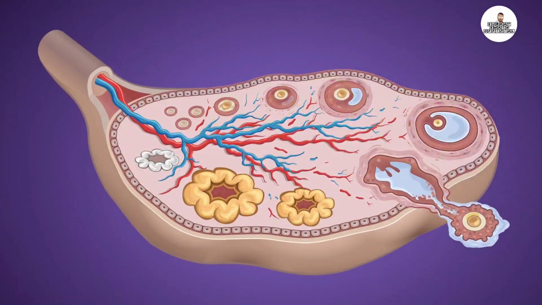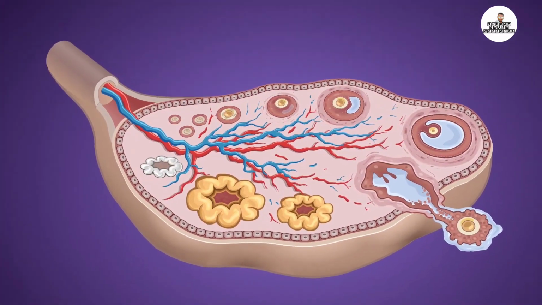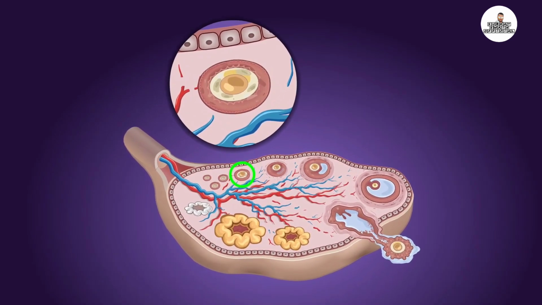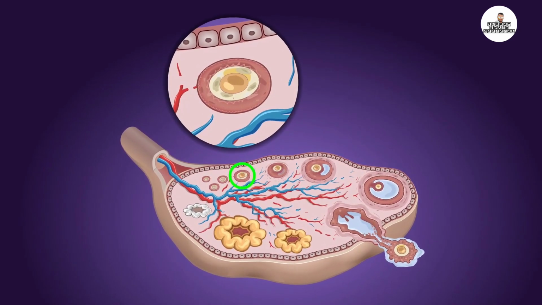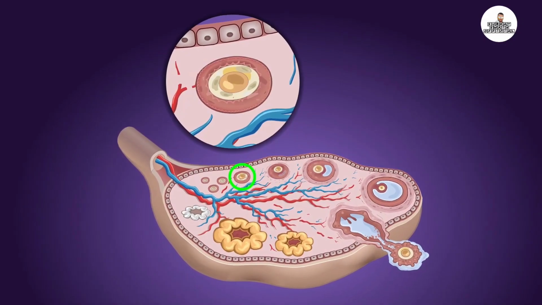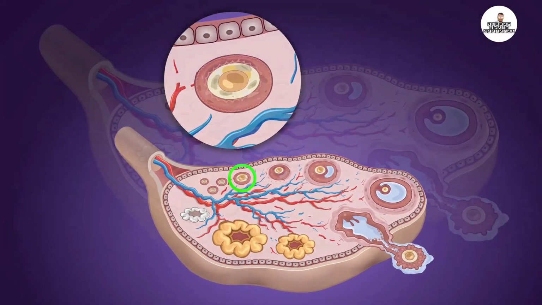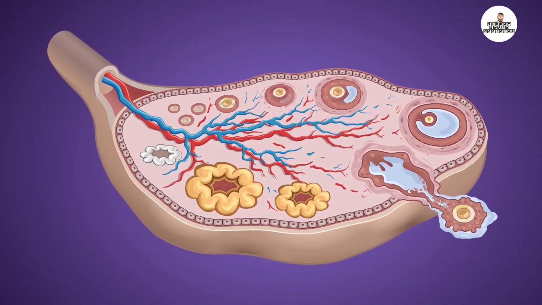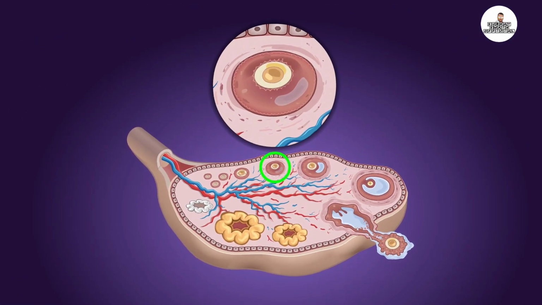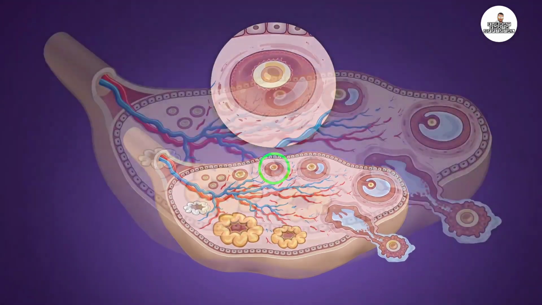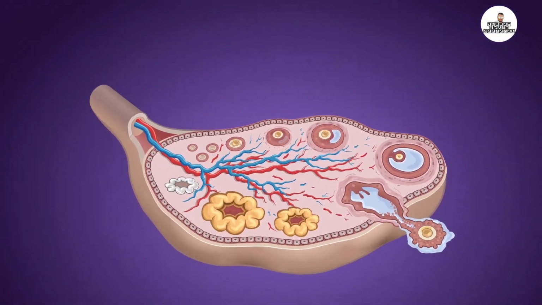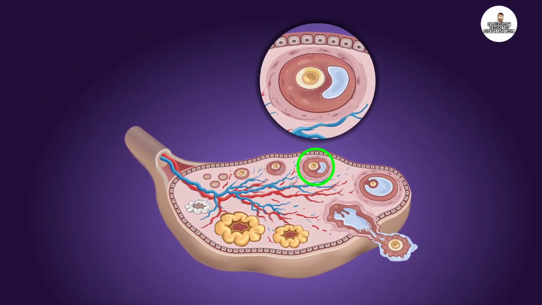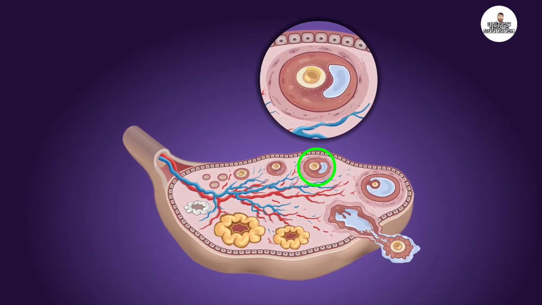The germ cells or oocytes, commonly known as primary oocytes, begin to divide and then get surrounded by a layer of granulosa cells, called the primary follicle. These primary follicles get surrounded by more layers of granulosa cells and are called secondary follicles. The secondary follicle soon develops into a tertiary follicle, which is characterized by a fluid-filled cavity called antrum.